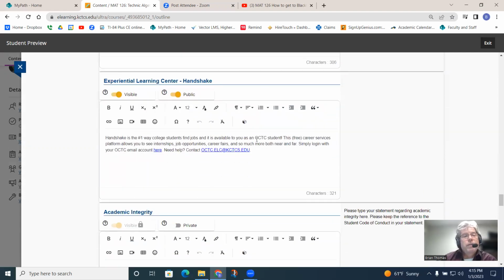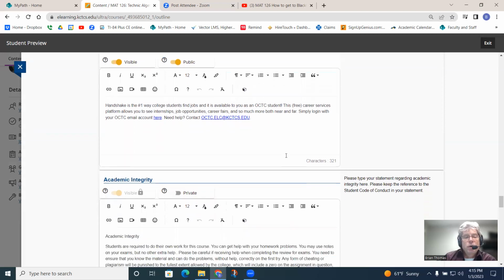We have the Experiential Learning Center as well. So keep that in mind. They have a lot of free services that can help you figure out a career plan. As you go into your courses, pay attention, because there are a lot of things outside your classes that are very, very useful in trying to figure out what you want to do when you grow up.